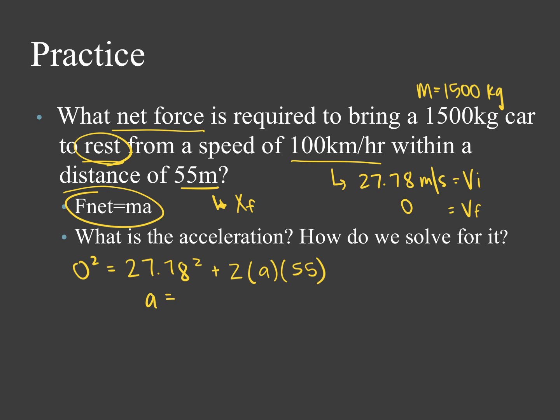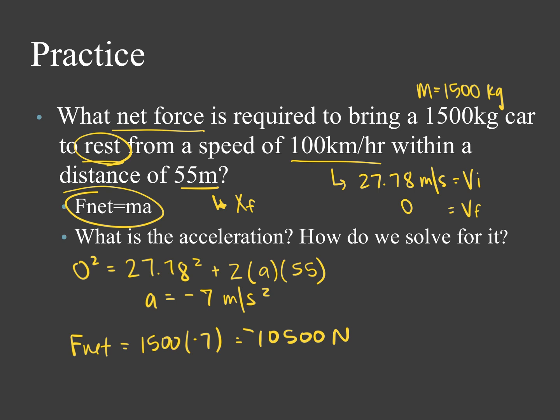What did we get for our acceleration? Good, negative 7.01. So we can just take that to negative 7 meters per second squared. Okay, does it make sense to us that our acceleration is negative? Does that track? Mm-hmm. Okay, and then so if I want my net force, I would take mass times acceleration. And I get a value of 10,500 newtons. And my force here will be negative.